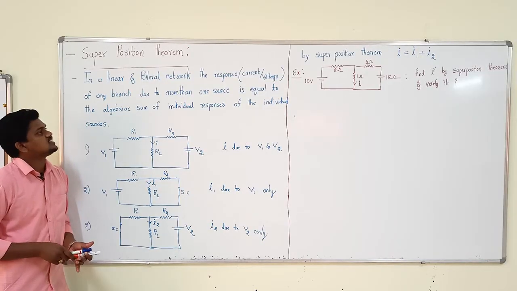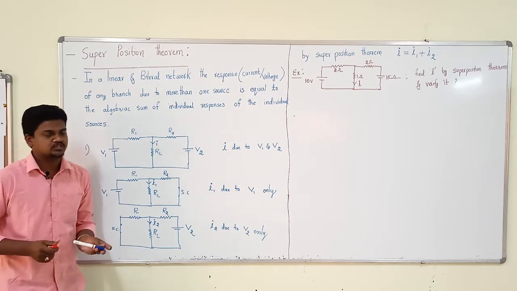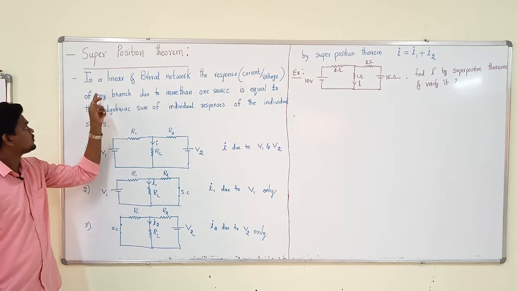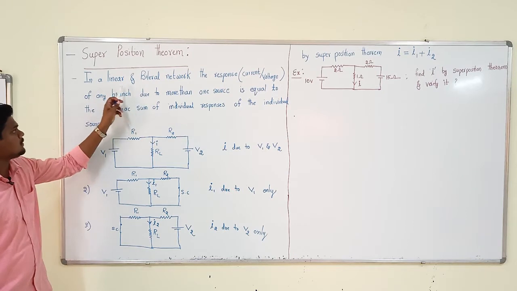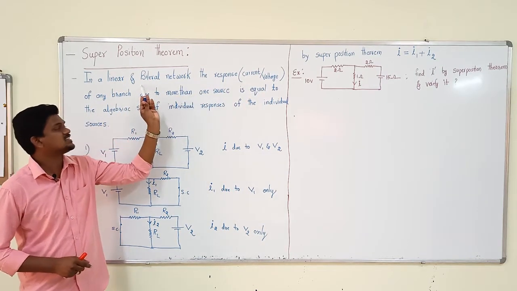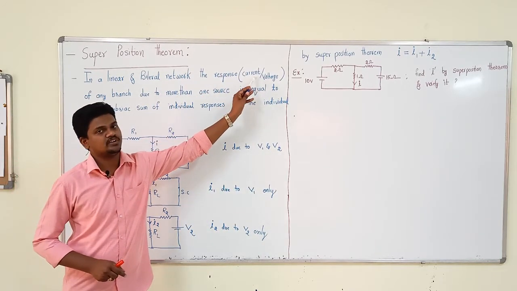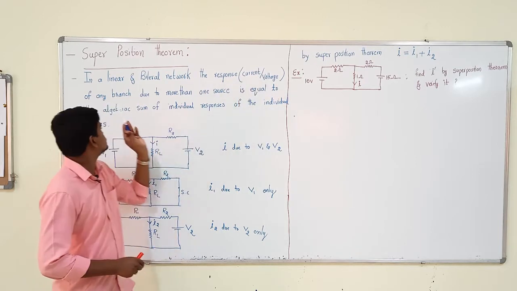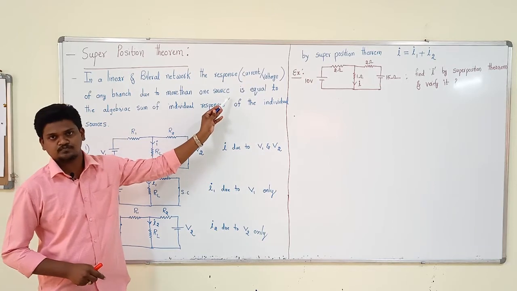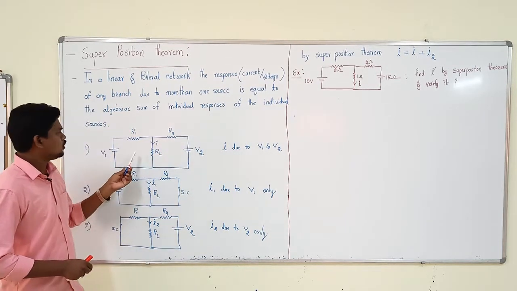In this class we will discuss the superposition theorem. Look at the statement. In a linear bilateral network, same as Thevenin's theorem, you know what a linear and bilateral network is. The response, that means current or voltage of any branch, due to more than one source. For example, look at the network.